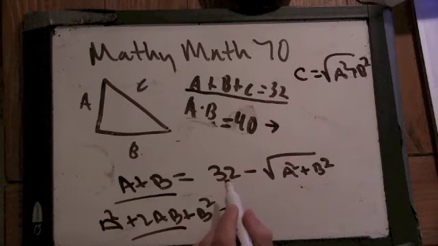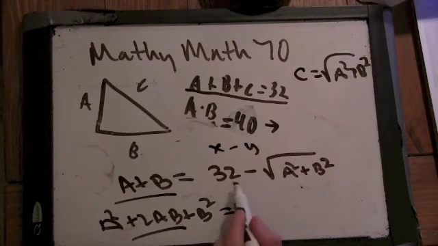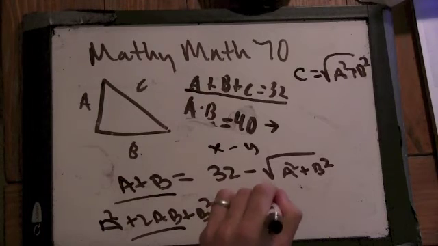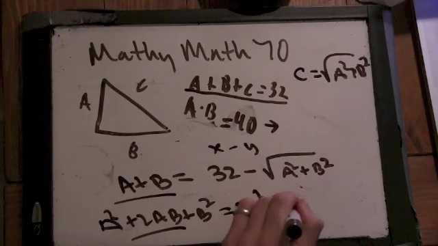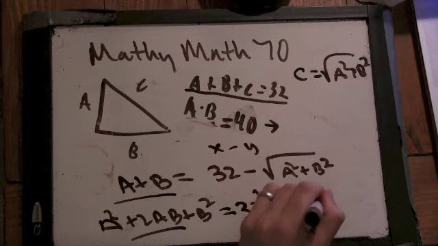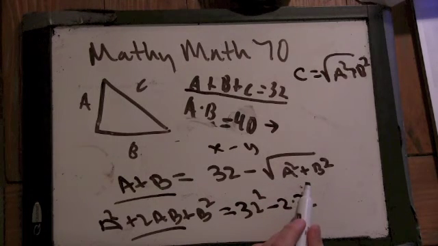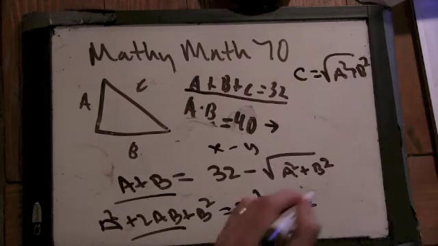This side, let's pretend this is x minus y squared. What do I get when I square 32 minus the square root of A squared plus B squared? Well, you get 32 squared, minus 2 times this times this. That's 2 times 32 times the square root of A squared plus B squared. Do you remember what that was? It's C. It's what we're looking for.